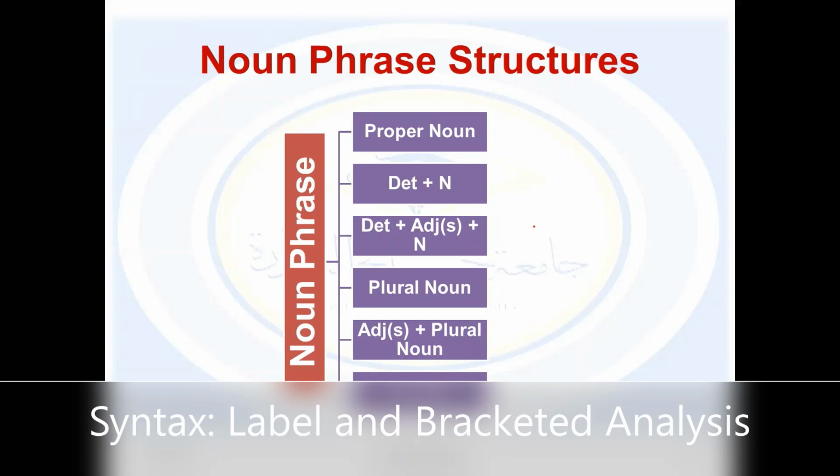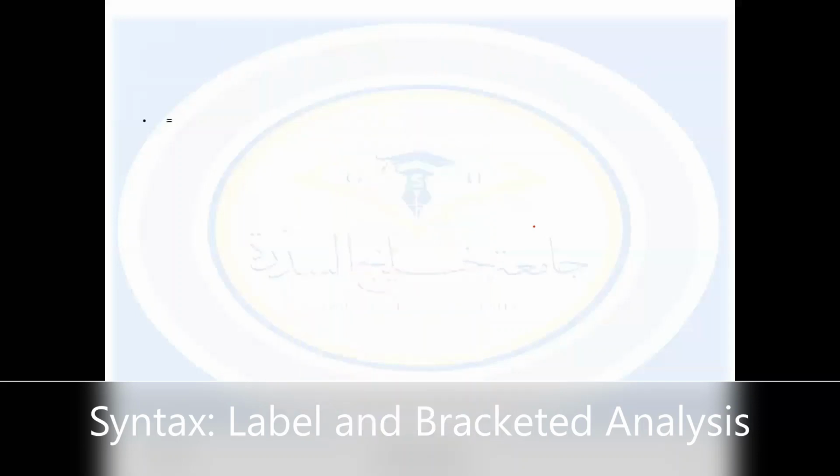The last form includes noun plus prepositional phrase. When we say man of the match, man is a noun and of the match is what? Prepositional phrase. So we have man is noun and the prepositional phrase is of the match. Okay, so these are the six structures of noun phrases.